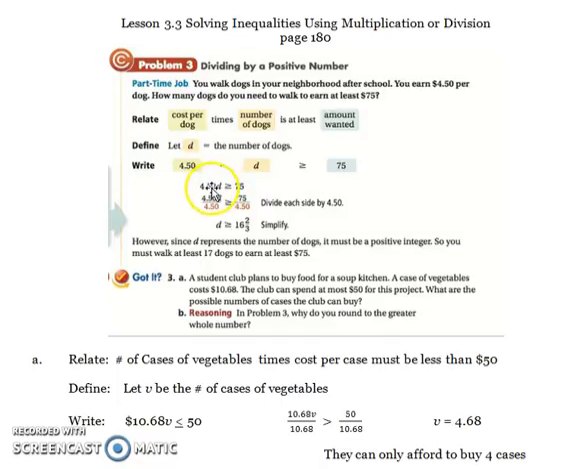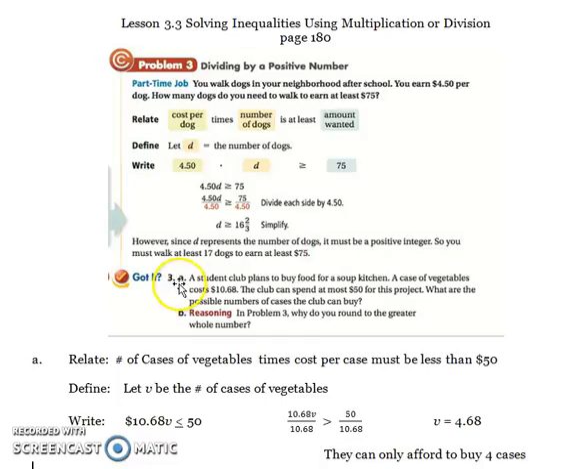So the opposite of multiplication is division. So we're going to divide both sides by 4.50. This is exactly the same as solving any other equation. It does not matter that it's an inequality. So you're going to divide 4.50 on both sides, and you get 16 2/3. Now that would be silly, walking 2/3 of a dog. I'm not sure how you would pull that off. So if D is the number of dogs, it must be positive. So you're going to have to walk at least 17 in order to get the $75 that you want.